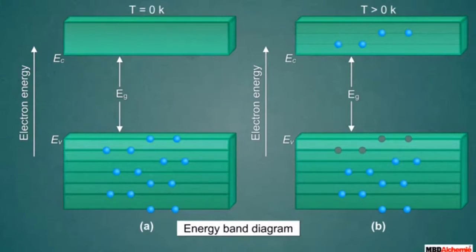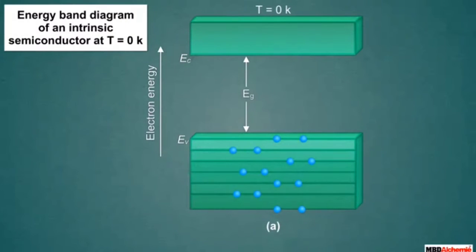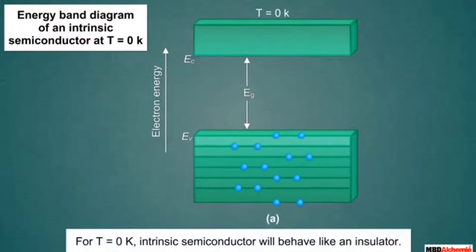Let us now understand the conductivity of an intrinsic semiconductor at 2 different temperatures with the help of an energy band diagram. This is how the energy band diagram of an intrinsic semiconductor looks at a temperature of 0 Kelvin. All the electrons are in the valence band and the conduction band is empty. An intrinsic semiconductor will behave like an insulator at T equal to 0 Kelvin.